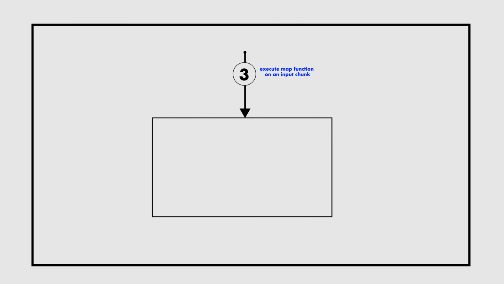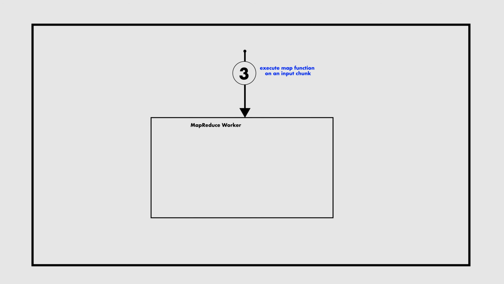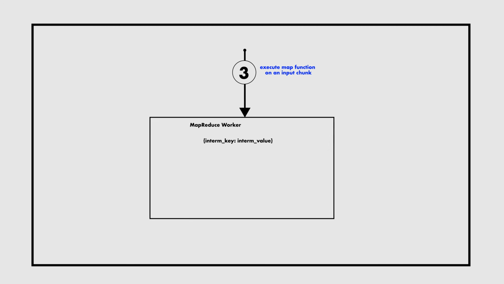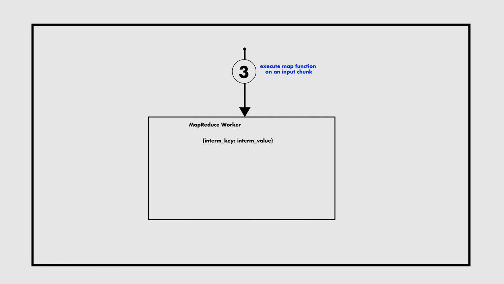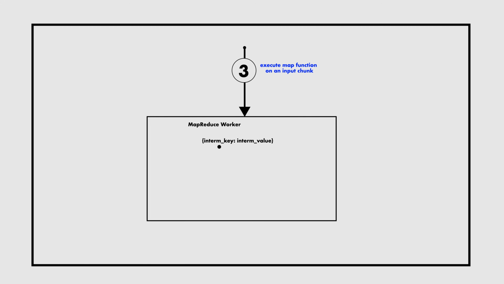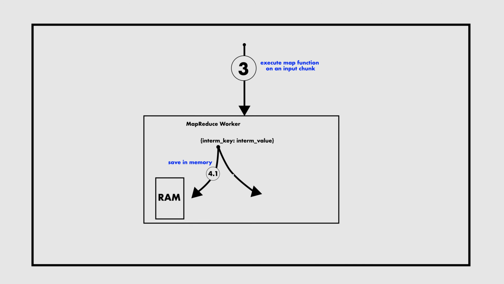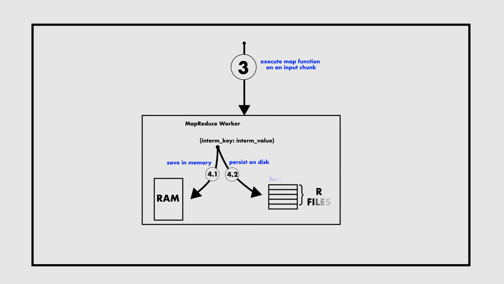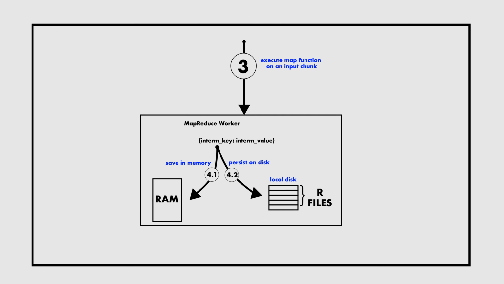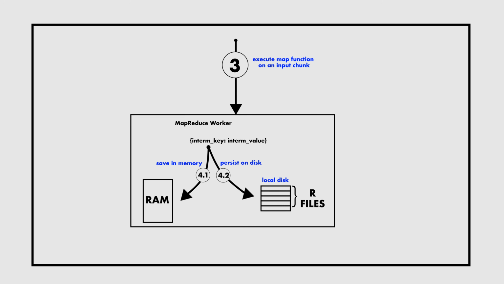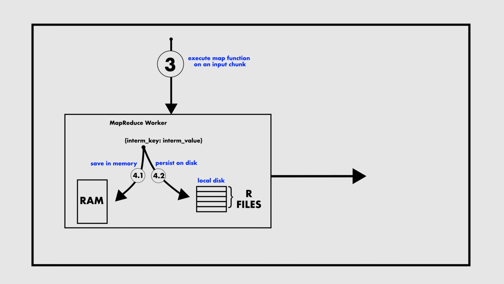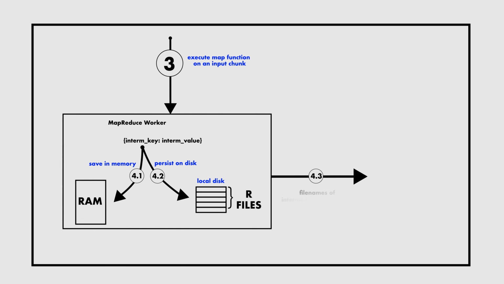The worker node that gets assigned the map task takes in a single chunk of the input and passes it to the map function that the user defined. The map function will process that chunk and then produce the intermediate key value pairs. The key value pairs are first buffered in memory, but they are eventually persisted on the map worker's local disk, which is partitioned into R regions or files, one for each unique key that corresponds with the one reduce task.